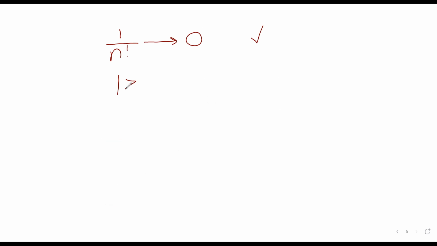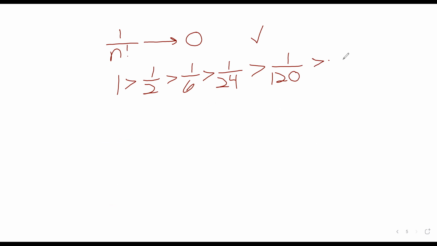And these are decreasing: 1 is bigger than 1/2, is bigger than 1 over 6, is bigger than 1 over 24, is bigger than 1 over 120, and so on. Check. So the series converges, and it converges using the alternating series test. So that's another example of the alternating series test, but it's not what I promised you. I said I was going to find an example of a series that doesn't satisfy the conditions and converges anyway.